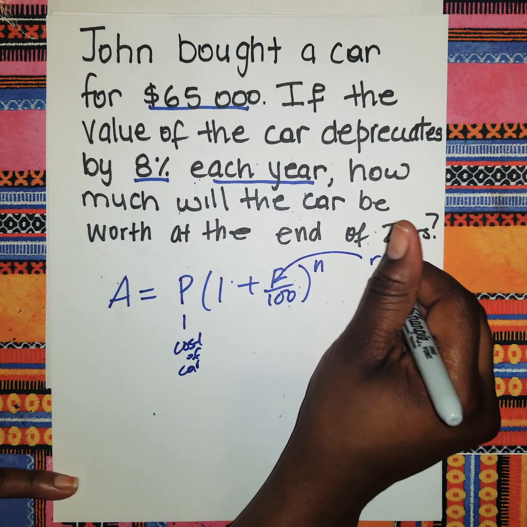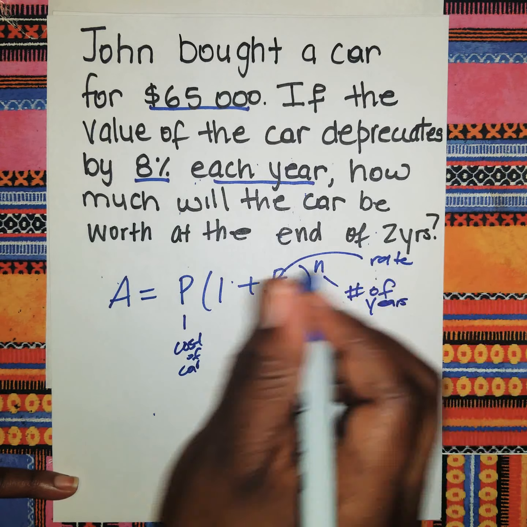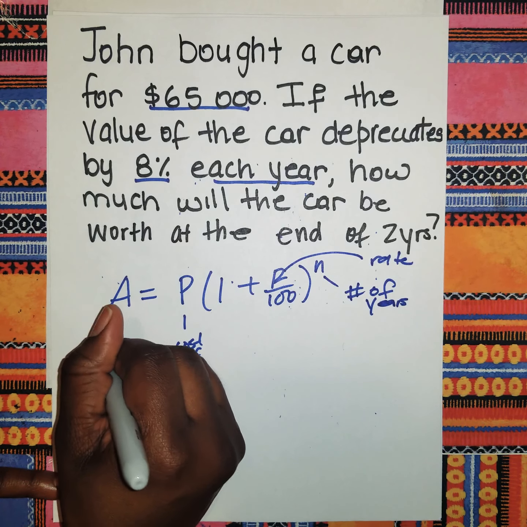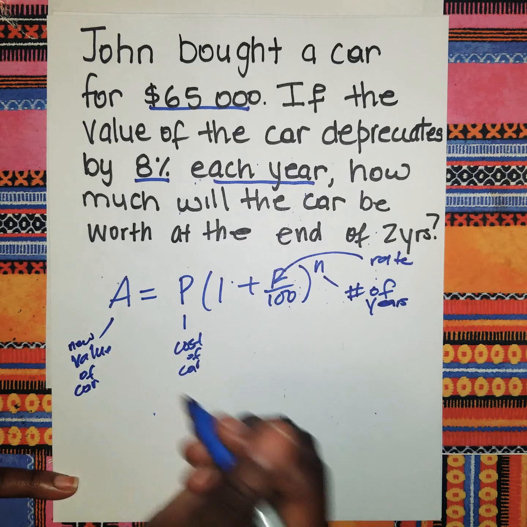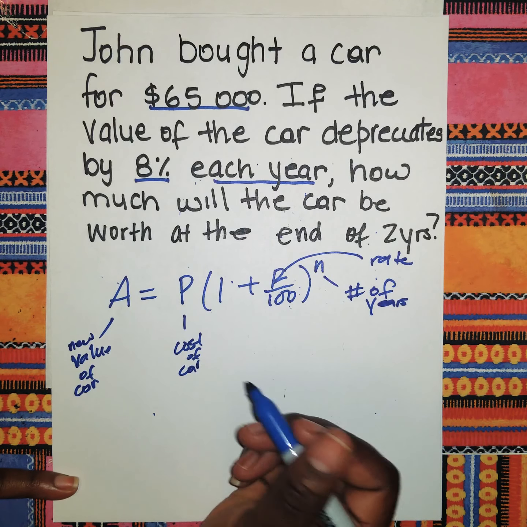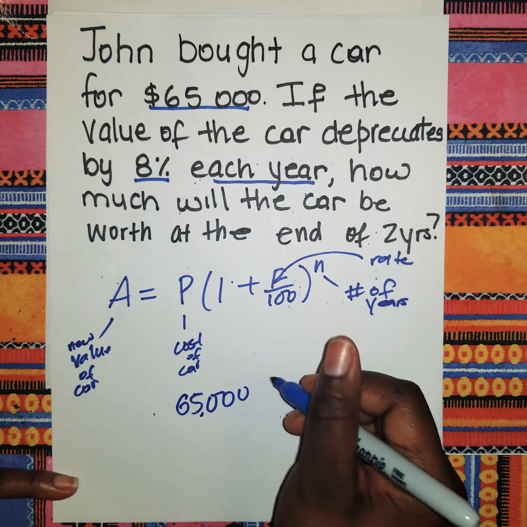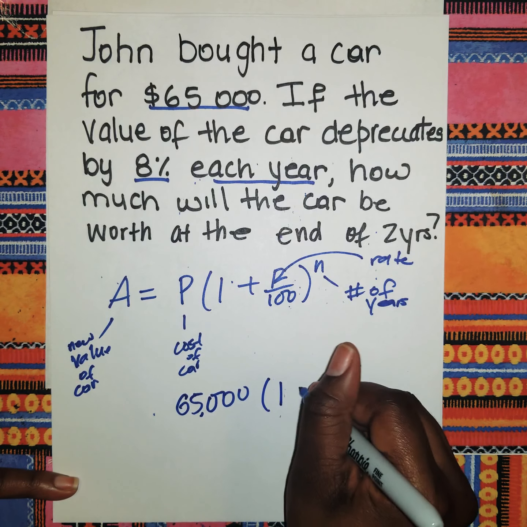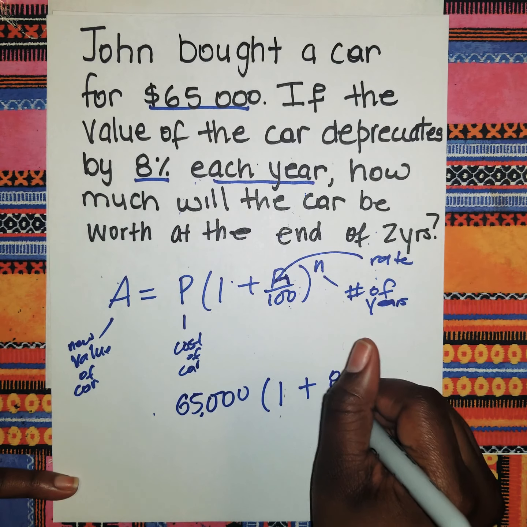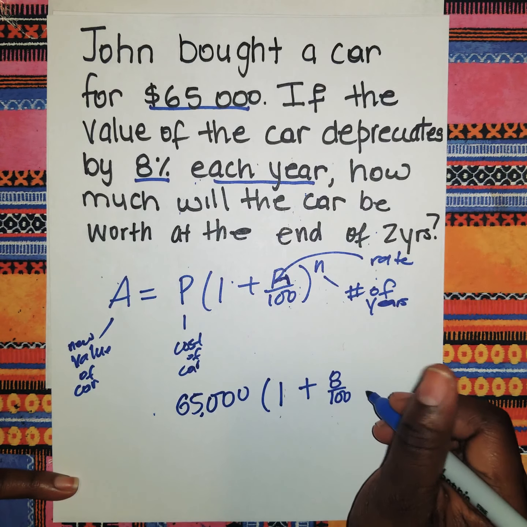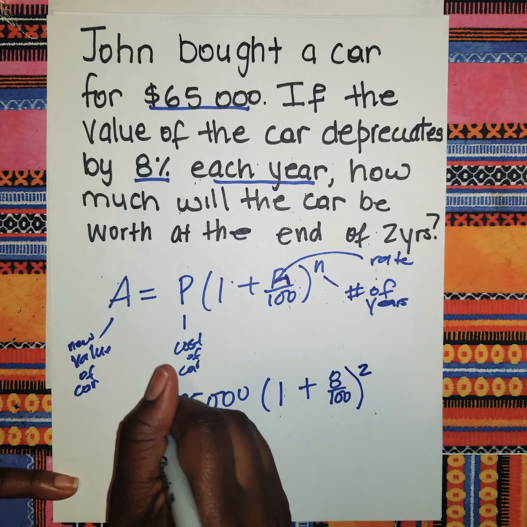R here represents the rate. N represents the number of years. And A represents the value of the car after that year, so I'm going to say new value of car. Okay, so we know all of these. The cost of the car was $65,000. So $65,000 is equal times 1 plus the rate, and that's R. The rate is 8%, so it's 8 over 100, because you know rate is given as a percentage. So 8 over 100, and how many years? That's going to be 2.